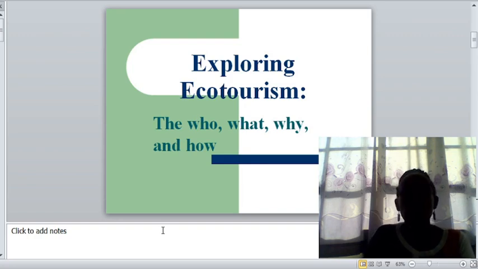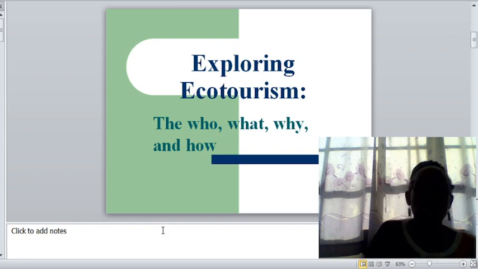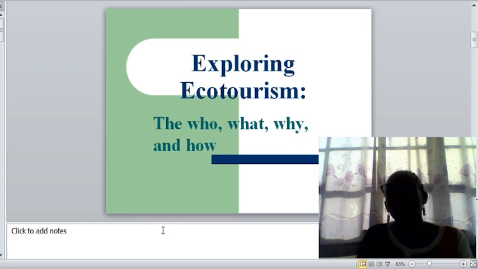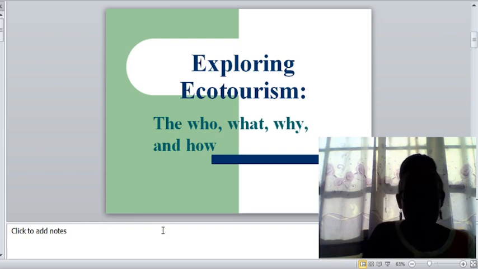So we want to find out who are the ecotourists? Who are these people who travel to these ecotourism facilities? And what are they looking for when they go to these attractions? And why are they doing it? What are these things that they are trying to look at? And how are they going to go about it? And here we are looking at how do they travel, where do they go, which means of traveling, or how do they access these facilities.